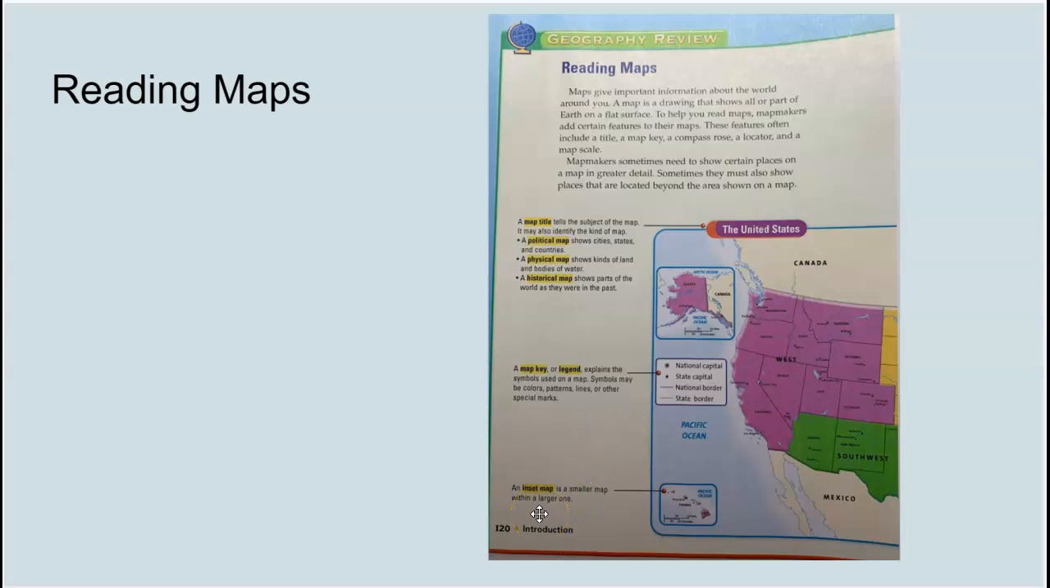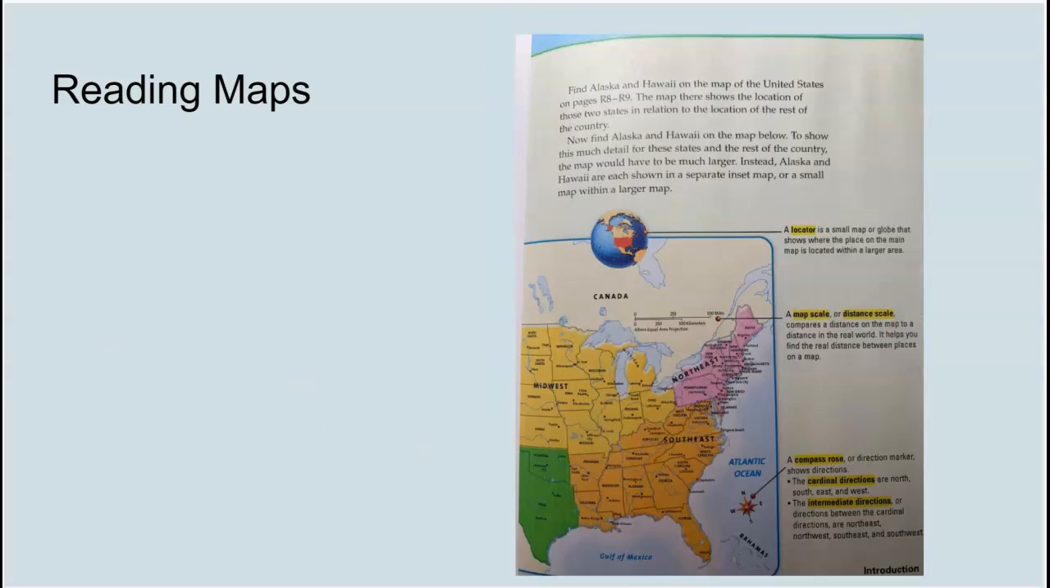And last but not least, we have an inset map. Inset, inside. That's how I remember that one. An inset map is a smaller map within a larger one. So find Alaska and Hawaii on the map of the United States on pages R8 and R9.